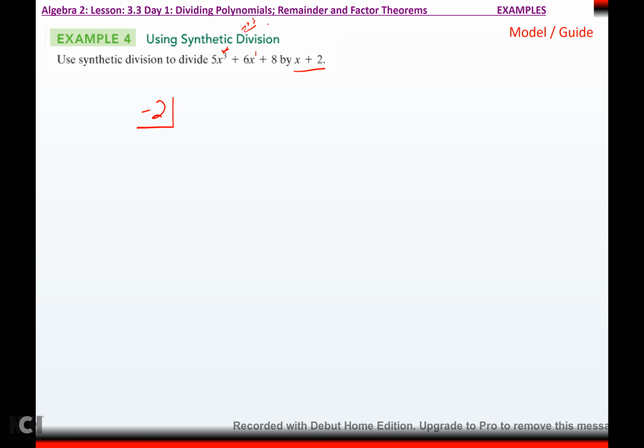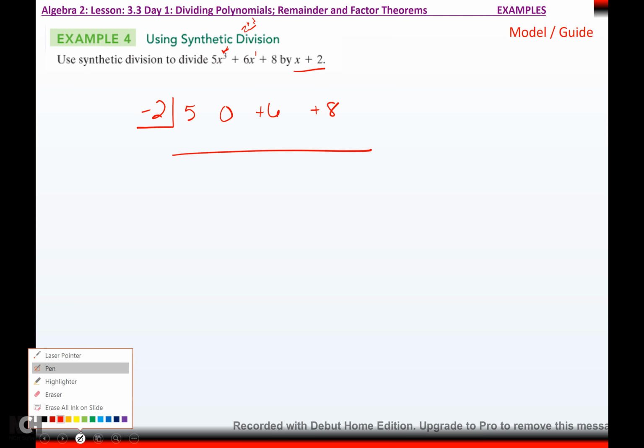Remember the long one we did, and we had an x and an x squared, and we couldn't combine them, so we just brought them both down? Well, here, you're never going to know that unless you use a zero placeholder. So, my third degree coefficient is 5, my second degree coefficient is 0, my first degree coefficient is 6, and my constant is 8. Okay, so I draw the line.